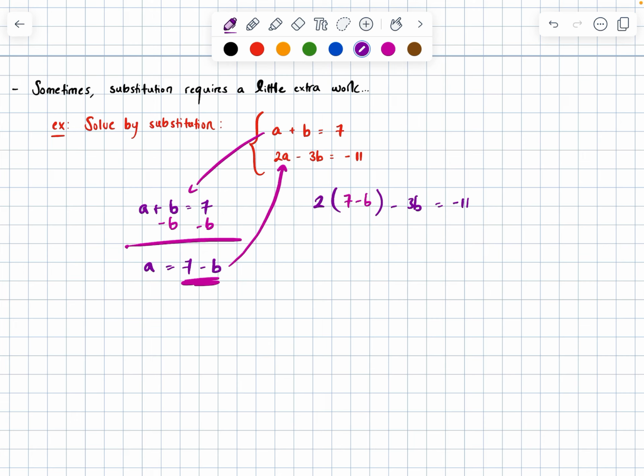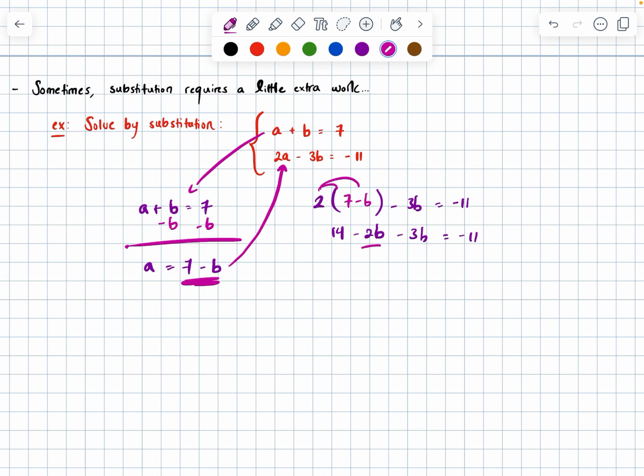If you haven't gotten this far, pause the video, solve for b, and then use that value of b to solve for a. If you've already got it, don't bother, let's keep doing it together. So I want to get b by itself. Let's start by doing some distributive property. 2 times 7 is 14. 2 times negative b is negative 2b. And then I carry down the rest. Negative 3b equals negative 11.